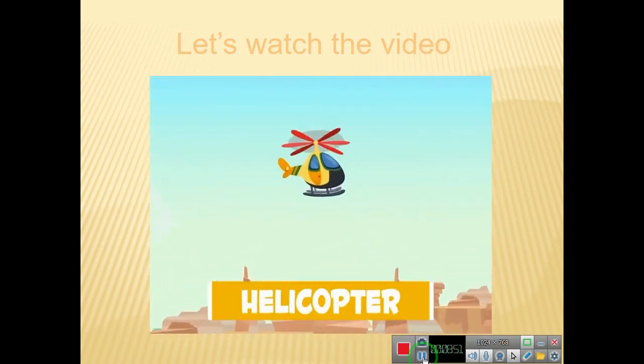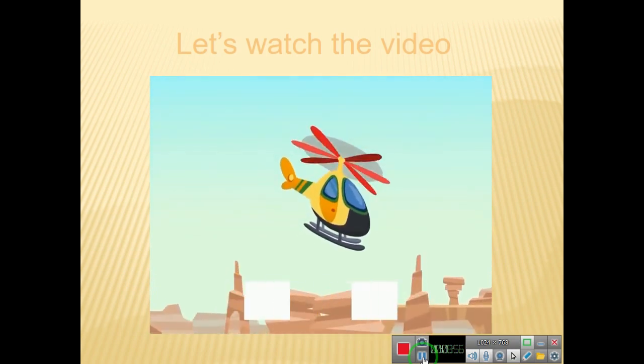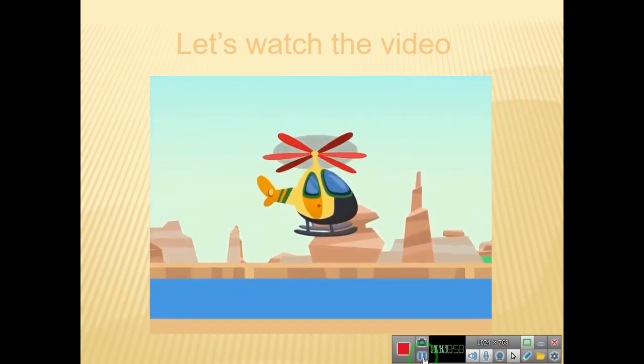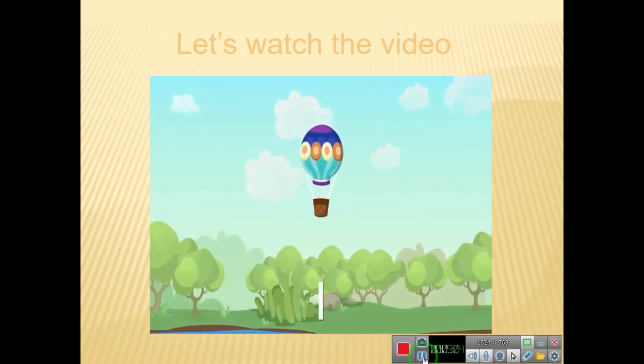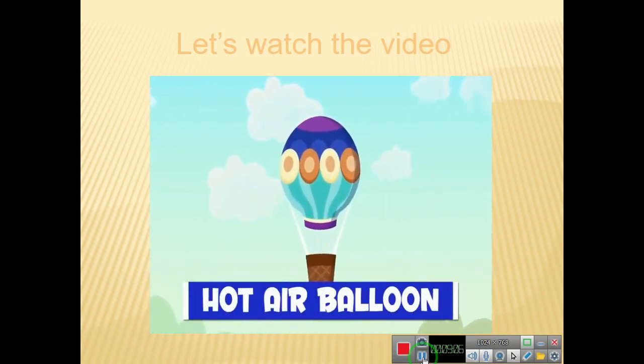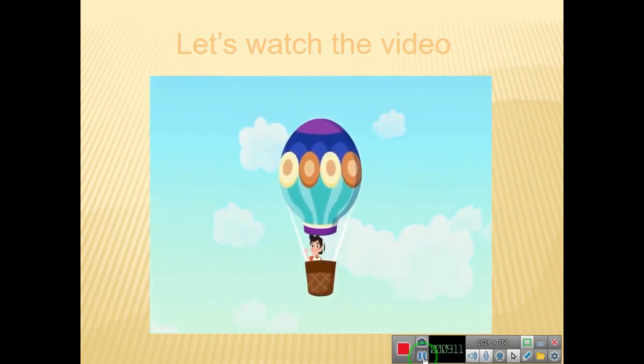Here's a helicopter. It is able to fly thanks to its big propeller. It is placed just on top of the cabin. We use it when we need to rescue someone or when we want to move very fast from one place to another. This is a hot air balloon. It uses a gas that helps it fly. The passengers will travel in the basket.